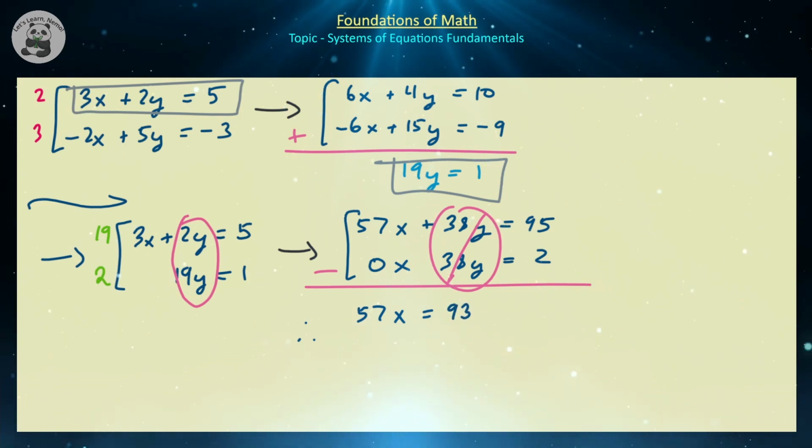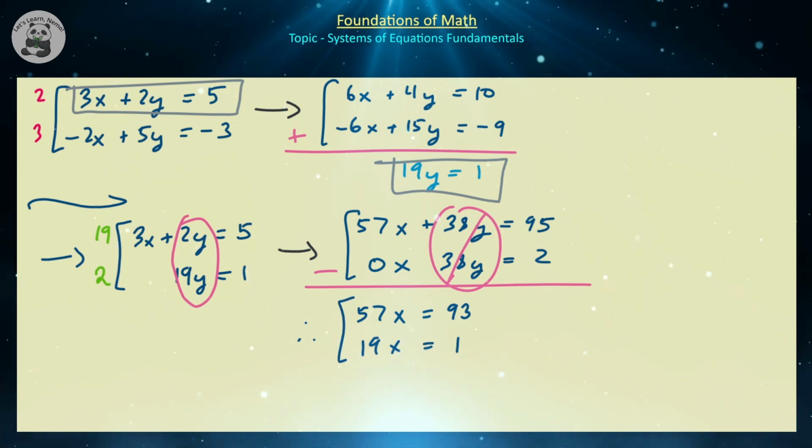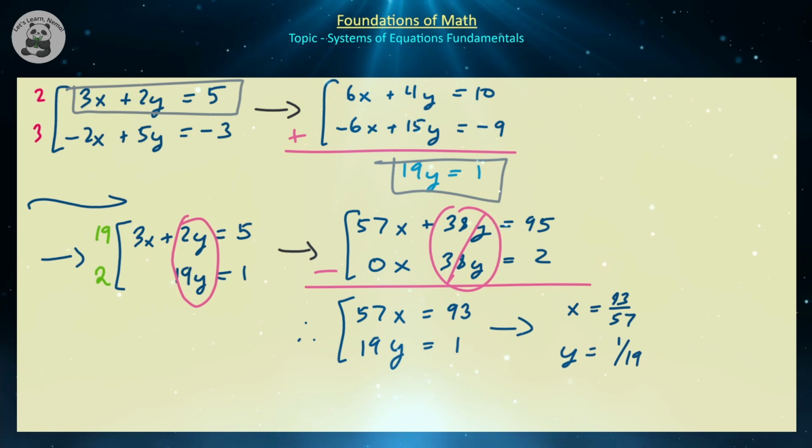So we have 57x equals 93, and we can go back to our original version of equation 2, which is 19y is equal to 1. Now that we have this type of equation, we can divide by those linear coefficients which are non-zero, and that's going to give us x is equal to 93 over 57, and y is equal to 1 over 19, and this first value, of course, will reduce to 31 over 19, which is the exact same solution that we had before.